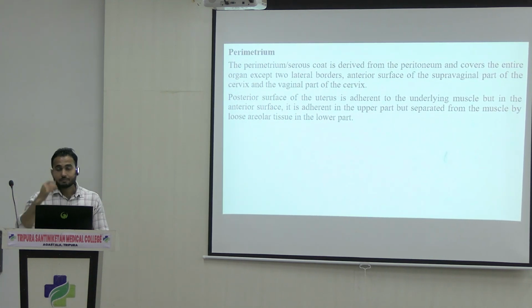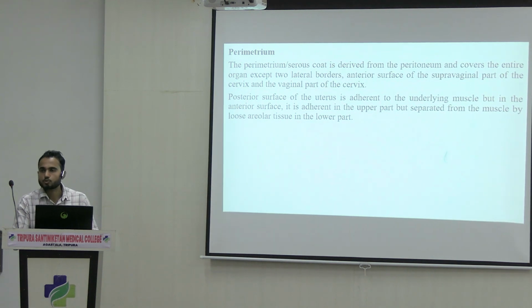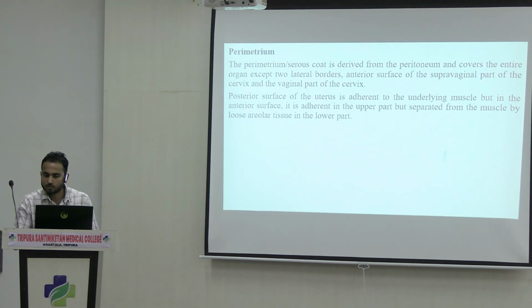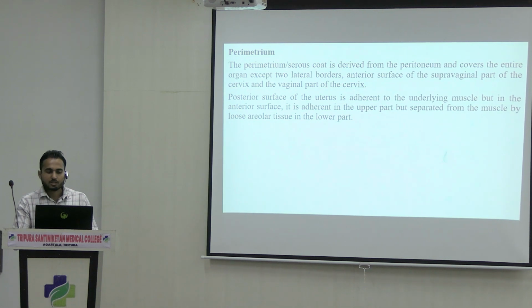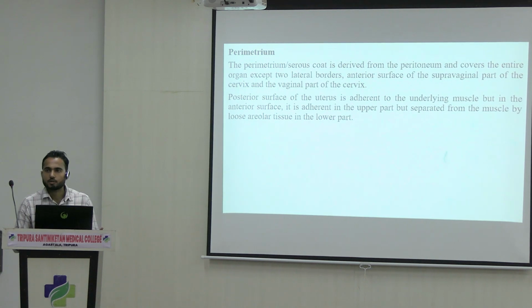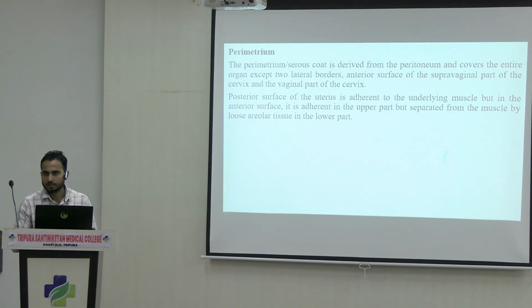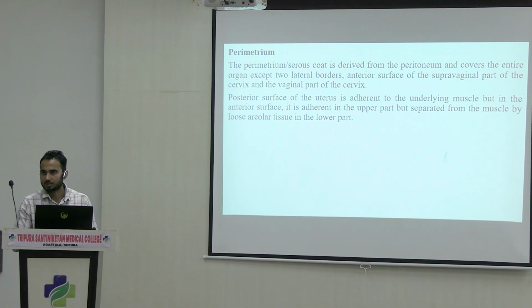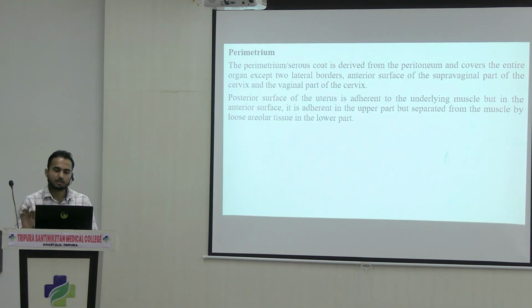Last layer is the perimetrium. Perimetrium is mostly made up of peritoneum, which covers the organ almost entirely, except at the lateral borders, where it is not covered by the peritoneum. The anterior surface of the supravaginal part of the cervix and the vaginal part of the cervix are the areas which are not covered by peritoneum. Instead of that, the entire uterus is covered by peritoneum. So in the perimetrium, mostly peritoneum will be there.